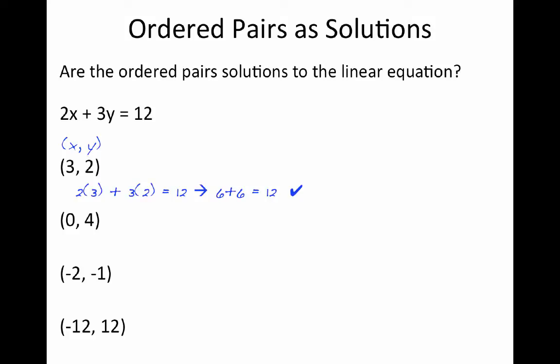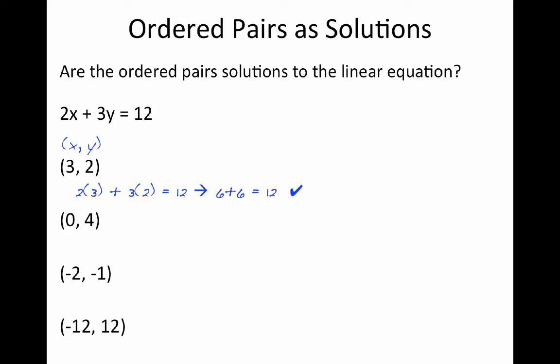So remember that x comes first, y is second. I've plugged in this equation, I've plugged x is equal to 3 and y is equal to 2. That means we'll have 2 times 3 plus 3 times, instead of y I've written 2, is equal to 12. And now do the math. We end up with 6 plus 6 is equal to 12. That's a true statement. So the ordered pair 3, 2 is a solution to the linear equation.